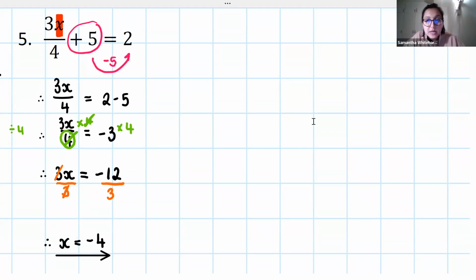If anyone has any questions, please ask. Otherwise, we're going to have a look at another fraction type question. Remember, questions, you can raise your hand if you have them.